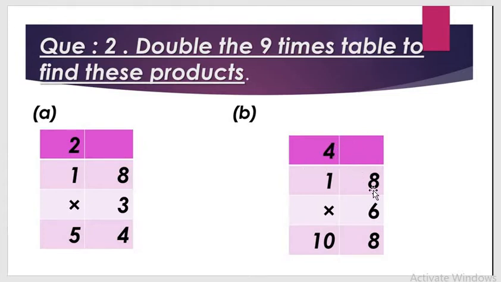8 down and 4 as a carry. Understood? And then 6 ones are 6. 6 plus 4 is 10. So the answer is 108. 18 sixes are 108. Got my point, all students? Now we move on.